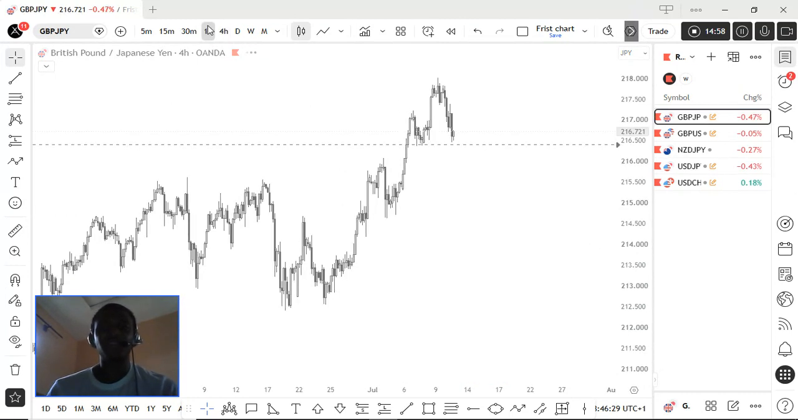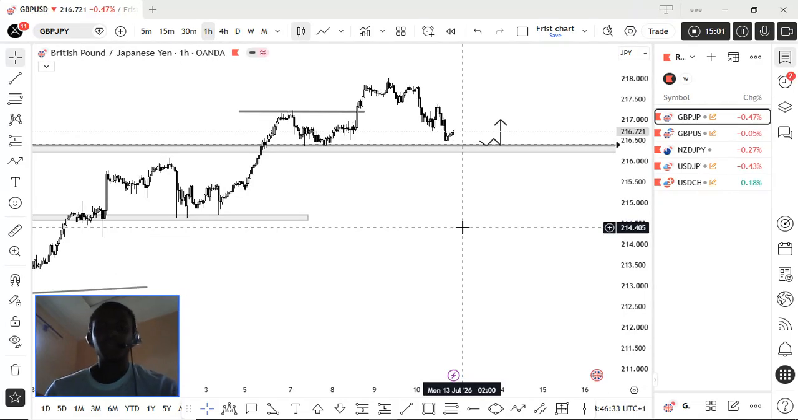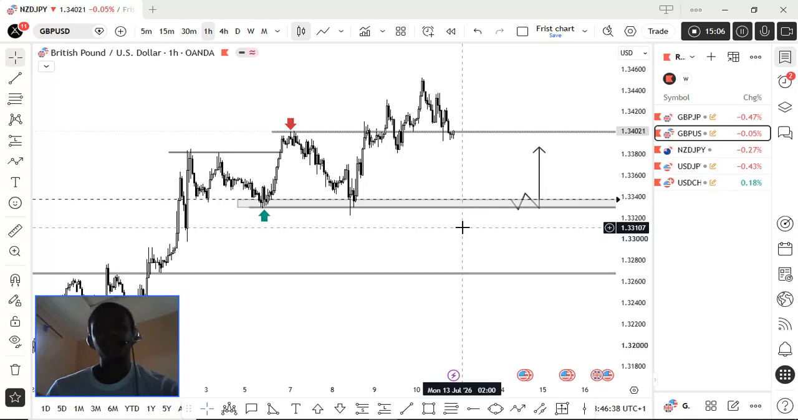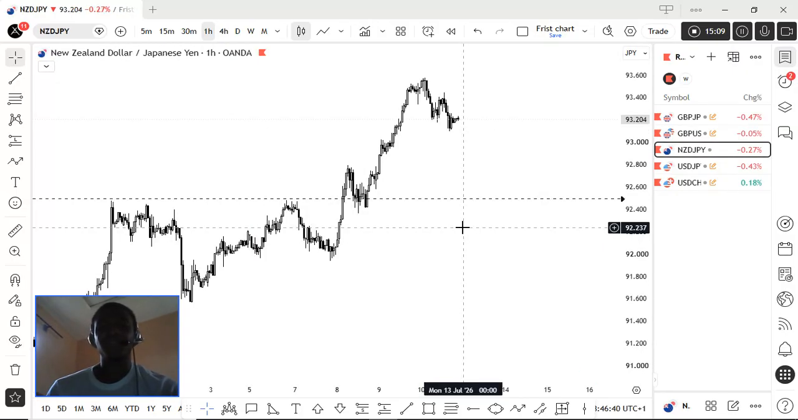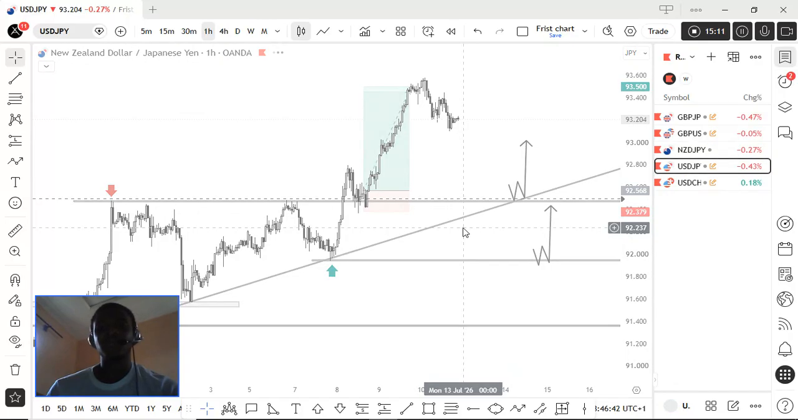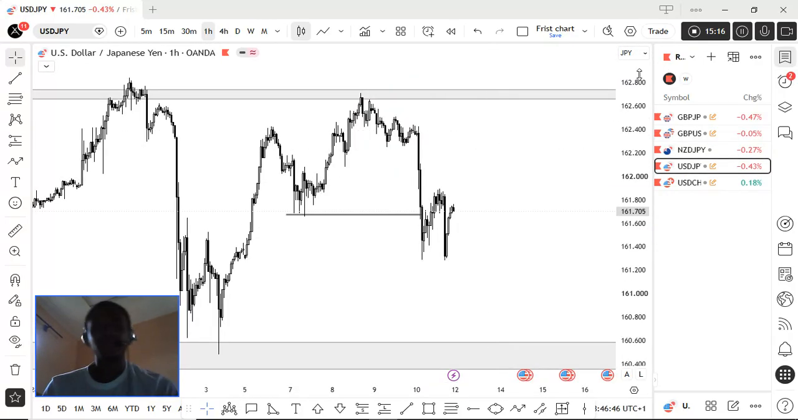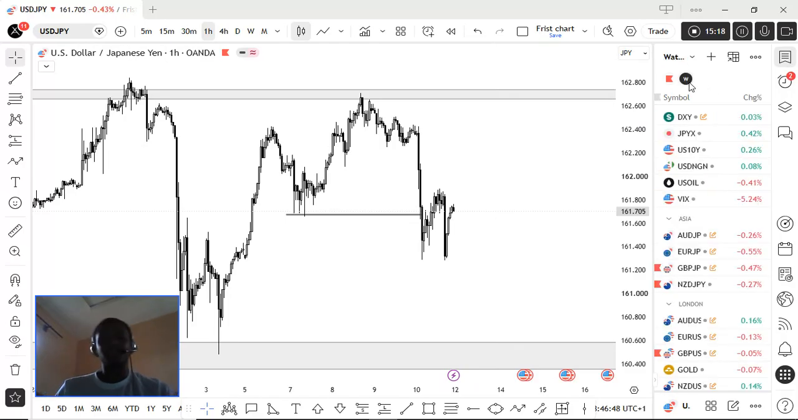We have GJ, we have GU. You can set alarms on all these pairs so that we can trade them. We have NZDJPY, then we have GJ, and another JPY pair. Those are the pairs we have. So because of time, let me just move on, okay, good.